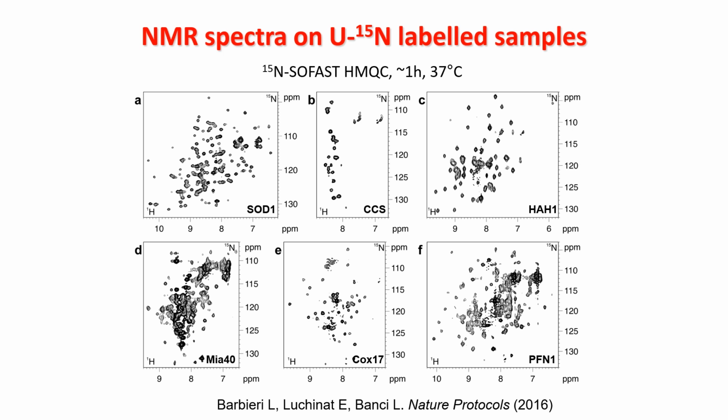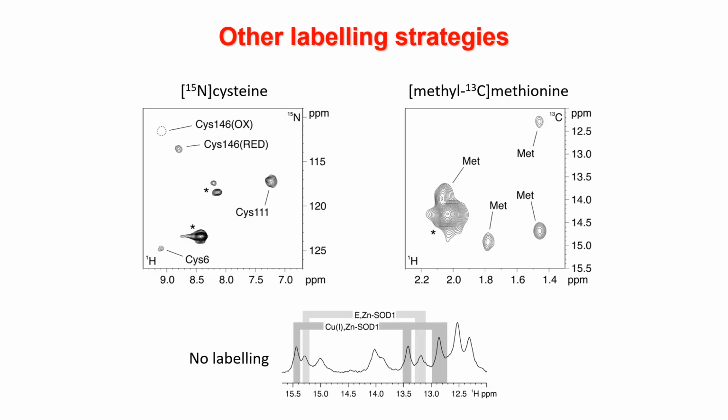Whereas in the opposite case, you have SOD1, which is smaller but not that much smaller than CCS, which does not interact with the other components, and you can see a beautiful spectrum. Now, those were acquired on uniformly labeled samples with N15. So all the amino acids contain N15. You would see one peak for each residue of your protein.